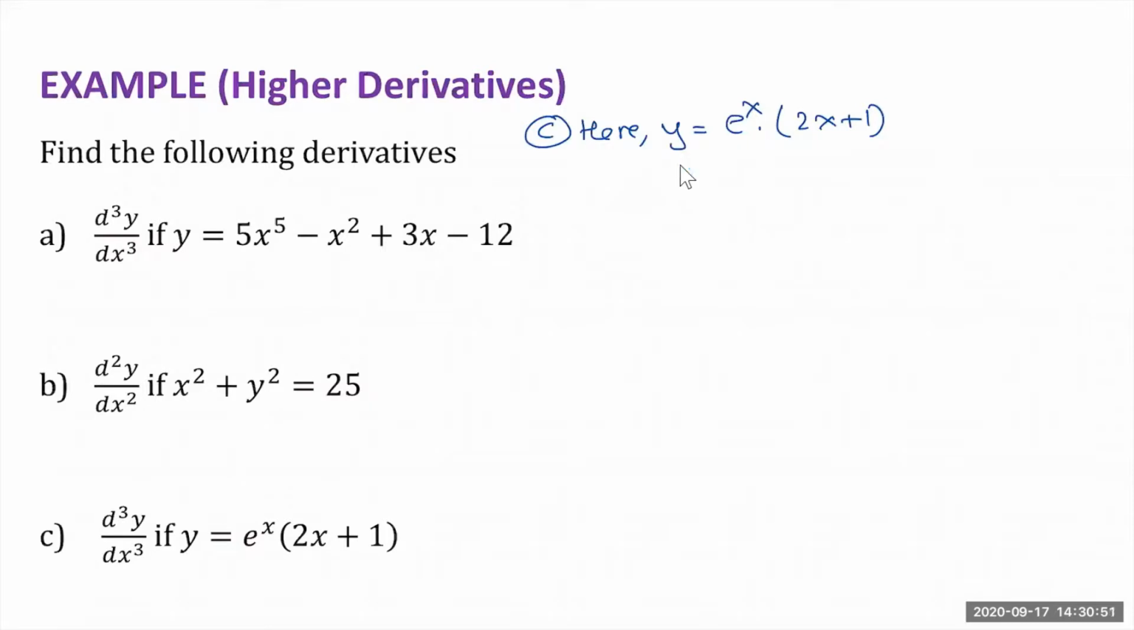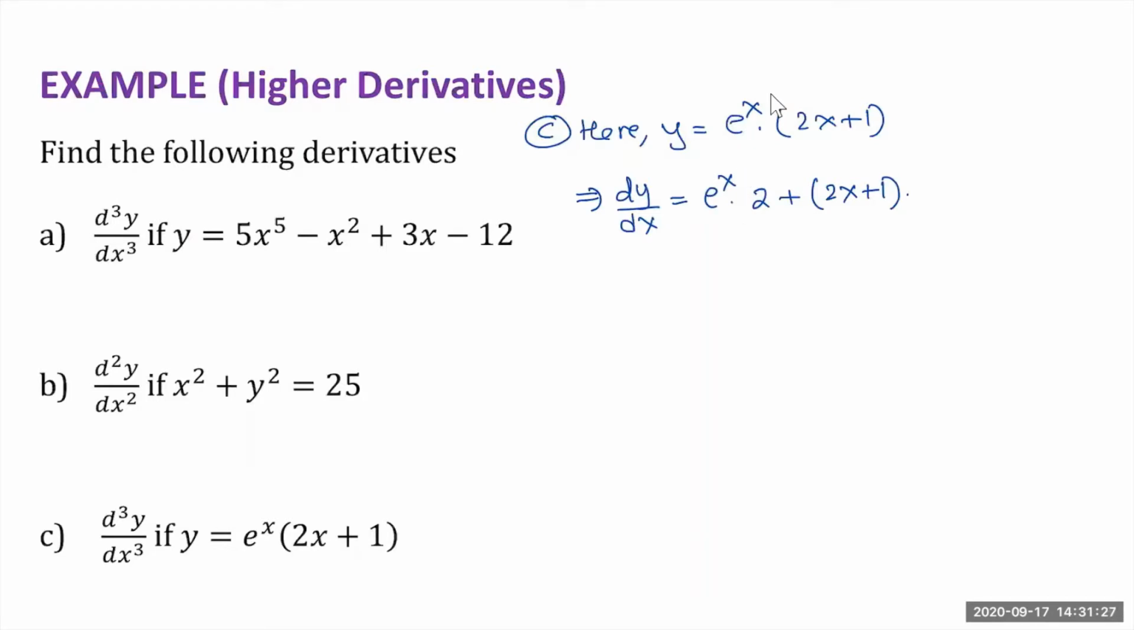Now in part C, we have y equal to e to the x multiplied by 2x plus 1. This is the product of two functions, so we are going to use the product rule here. So dy over dx, the first derivative, is equal to the first function, e to the x, multiplied with the derivative of the second, the derivative of 2x plus 1 is 2, plus the second function, 2x plus 1, multiplied with the derivative of the first, and the derivative of the first is e to the x.